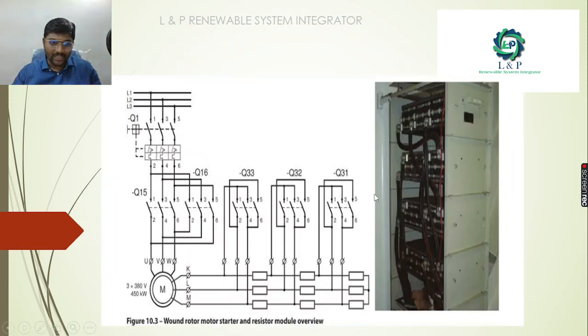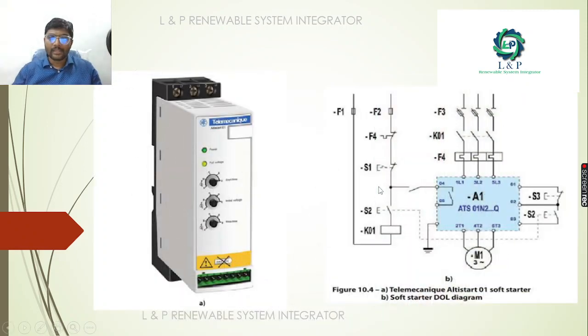This is how a cabin looks. This is a wound rotor motor starter and resistor module overview. This is how it looks, and this is the wiring diagram. As we told earlier, this is how exactly the soft starter looks. This is the soft starter DOL diagram, and this is how we need to make our connections.